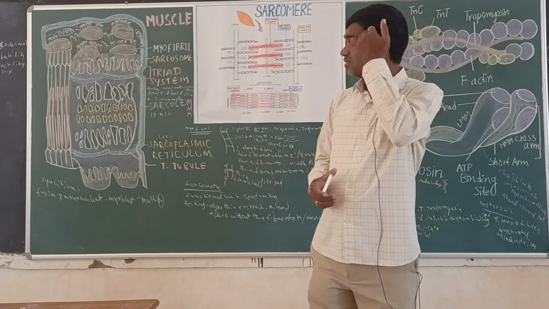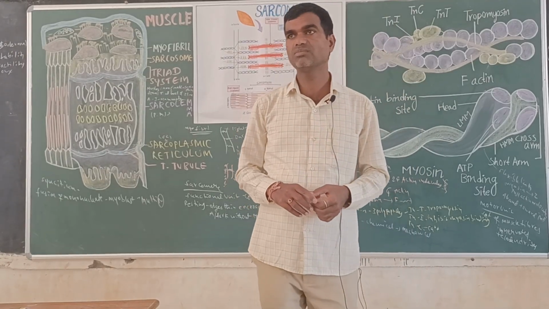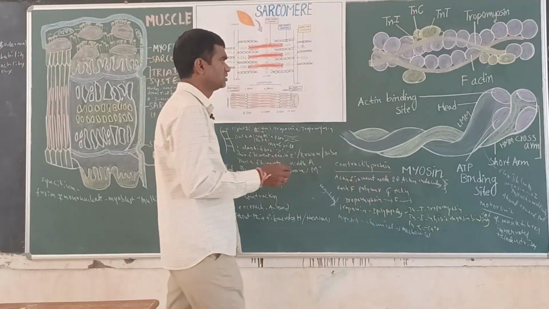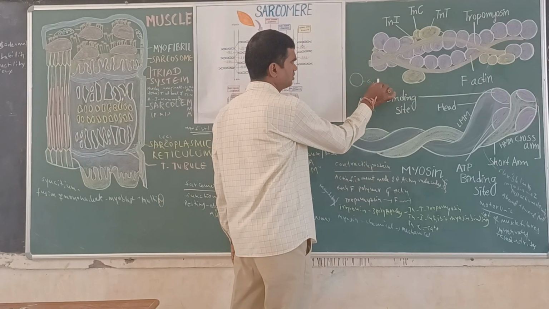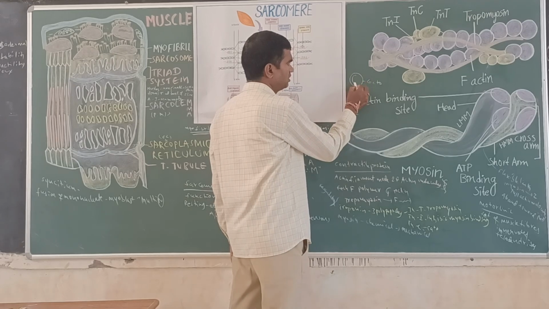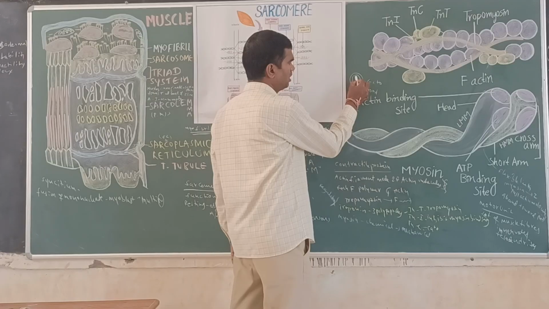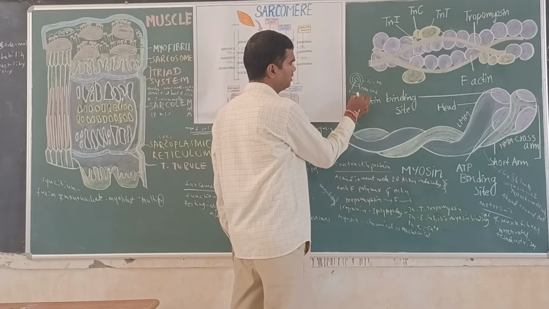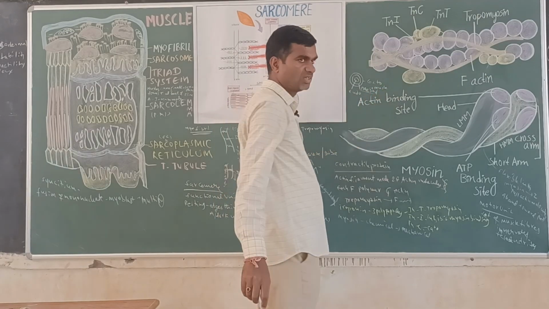Muscles originate during the embryonic stage from the mesodermal layer. We know about the layers. Number 1 is the ectodermal layer, called ectoderm. This is the mesodermal layer, the mesoderm, and this layer is called the endodermal layer. The mesodermal layer further forms the muscles.